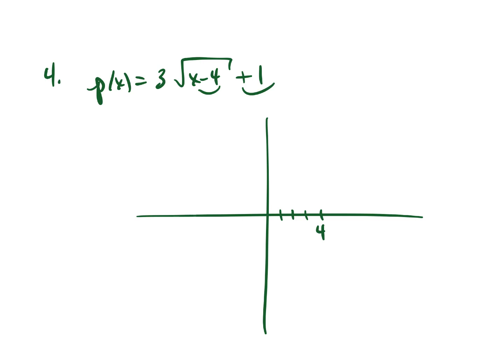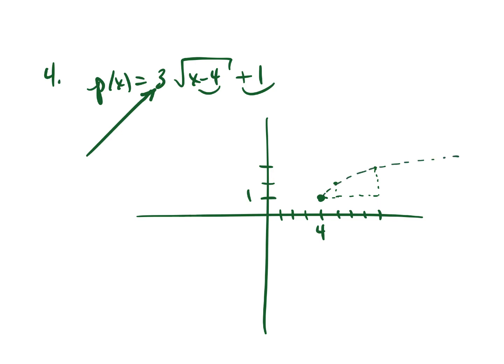Any plus or minus on the outside of the square root is up or down in the same direction, so that would be up 1. Okay, so there's our starting point, 4 to the right, up 1. If there is no 3 in front of the radical, then what I would expect out of you guys is to go right 1, up 1, and right 4, up 2, and our curve would look something like that.